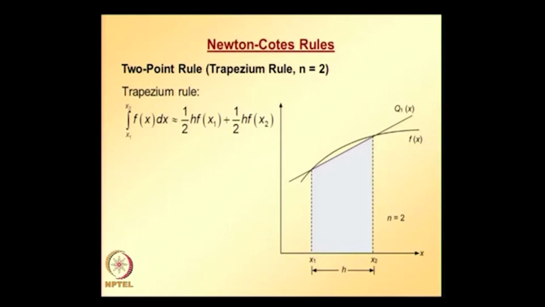Once we have these function values, the function value at x1 is multiplied with a weight which is half the distance between x1 and x2 or x2 and x1. Similarly, the function value at x2 is multiplied with a weight which is equal to half the distance between x2 and x1, that is h/2. So, basically in trapezium rule, we are replacing whatever function, that function we are replacing with a linear function q1 as shown in the schematic.